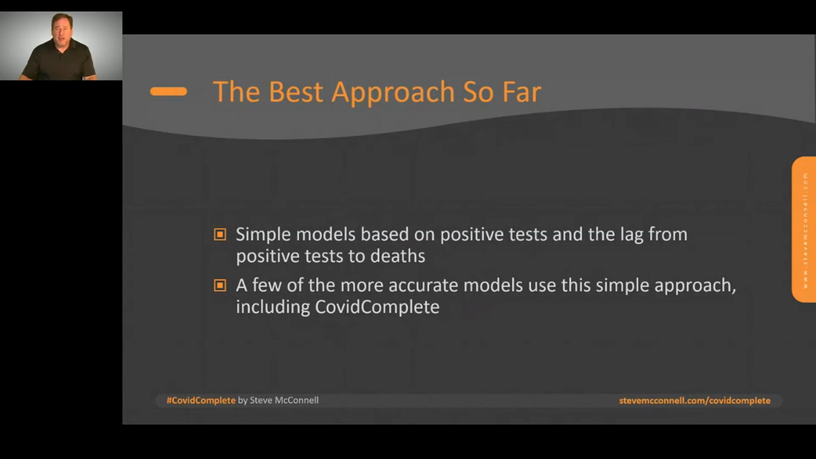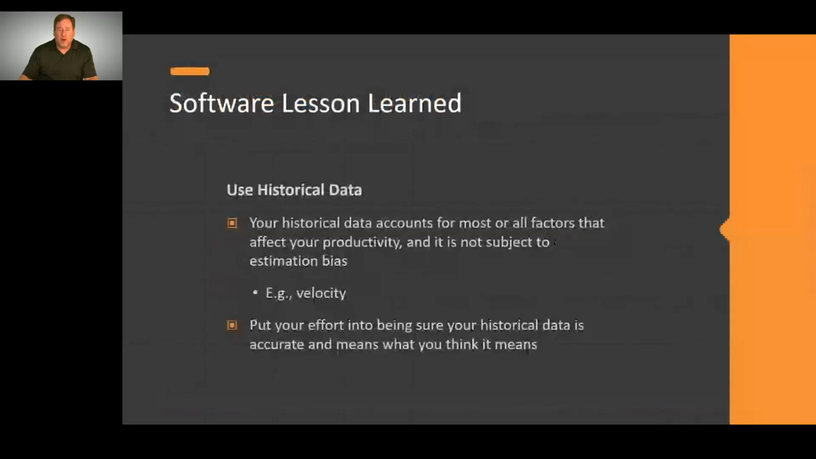We have a few models that are using this approach, and among the top 5 models, at least 2 of them are using this kind of approach based on positive tests and the lag from positive tests to deaths. So this approach has worked pretty well. There are other approaches that have worked as well. The most accurate model really for several months now has been Carlin's model, and that is definitely a different approach that doesn't use this technique. So it's not the only accurate approach, but it has worked pretty well.